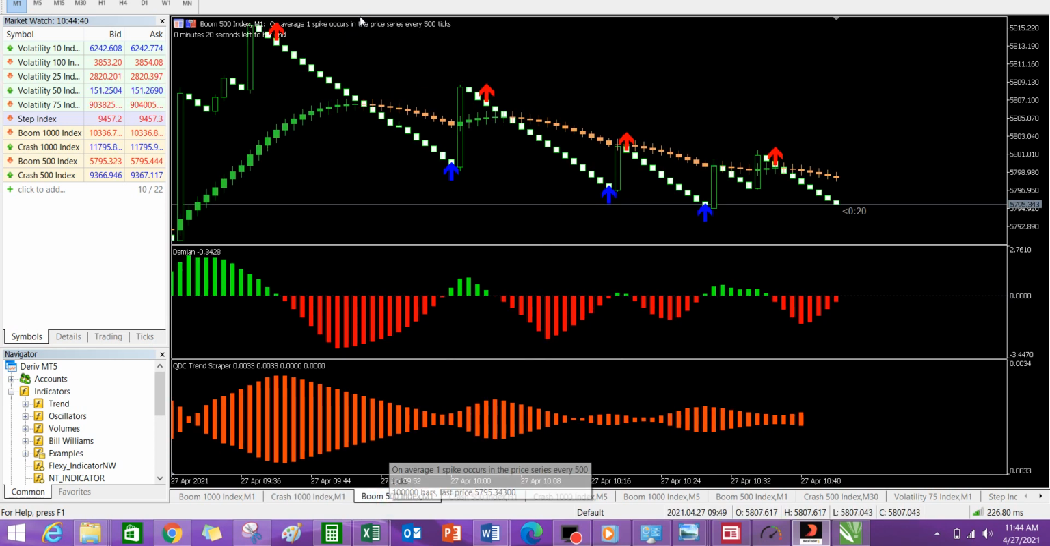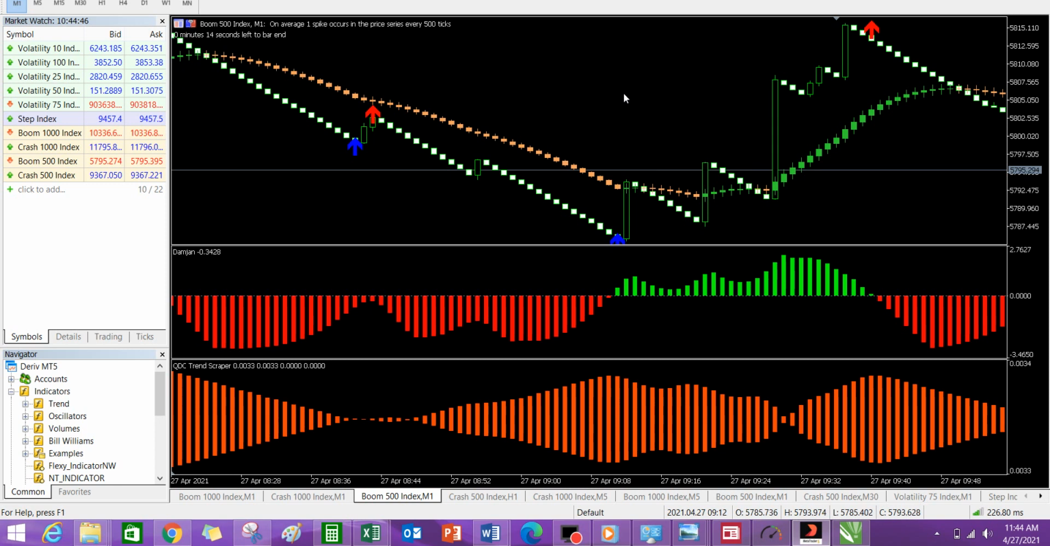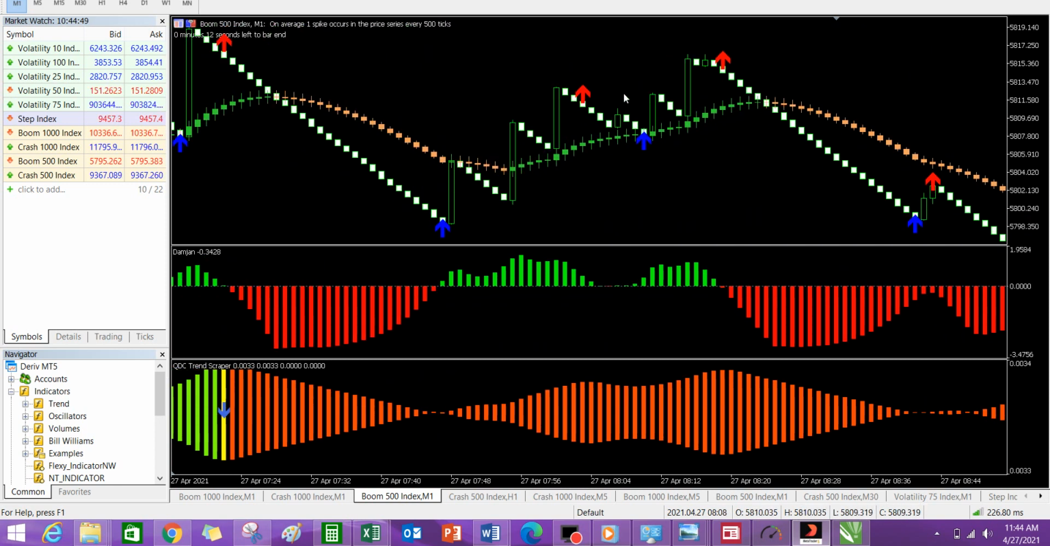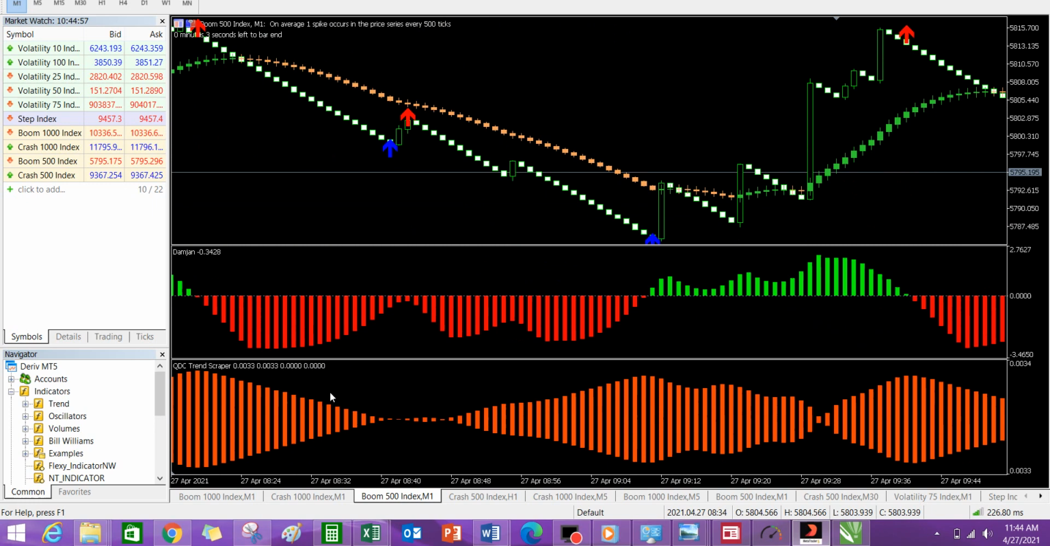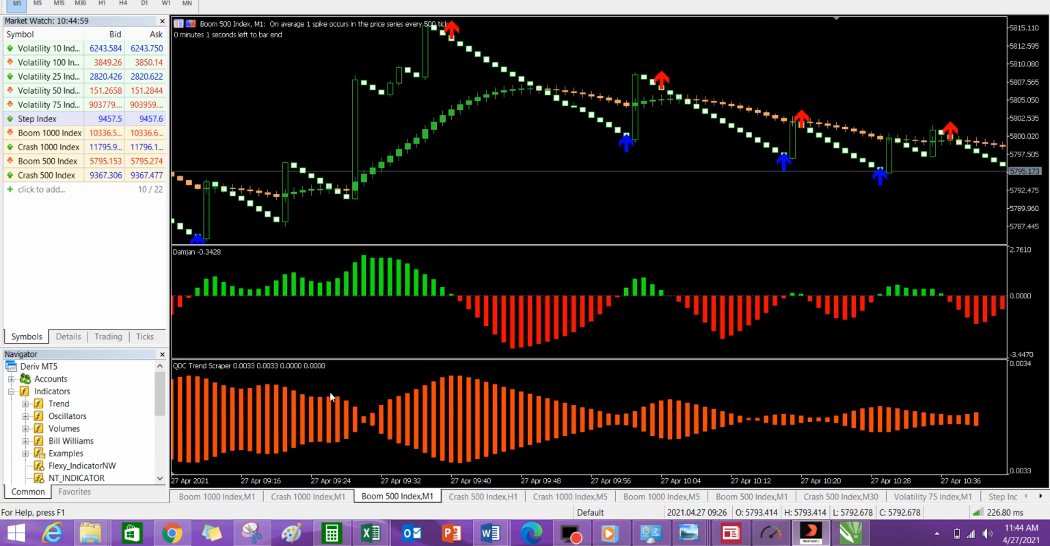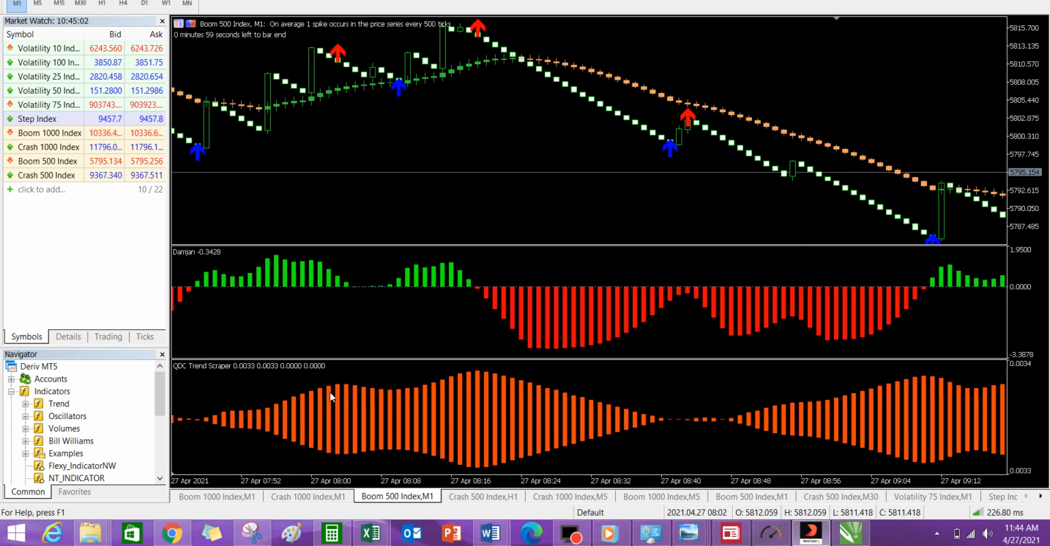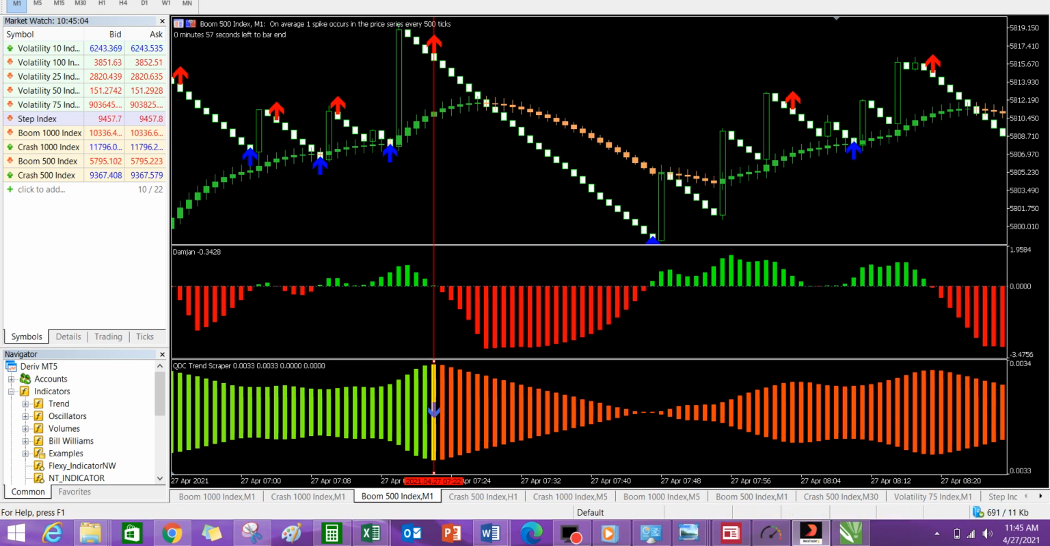Let's check out what is happening with boom 500. For boom 500, I'm using the QDC scraper indicator, and it says that it is on a downtrend at the moment. It makes it very easy for us to analyze. You can see the downtrend started from here, and ever since it's been going down. So let's check if it actually got to the entry point.